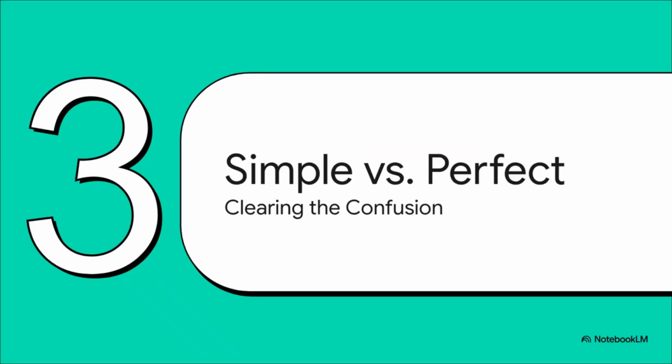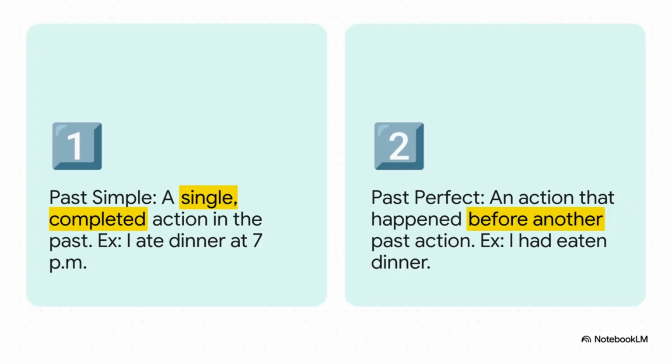All right, this next part is so important because it tackles the number one point of confusion for pretty much everyone. Past simple versus past perfect. When on earth do you use which one? Let's clear it up. Okay, here is the crucial difference. You use the past simple for a single, standalone action that's finished. Like, I ate dinner at 7 p.m. End of story.